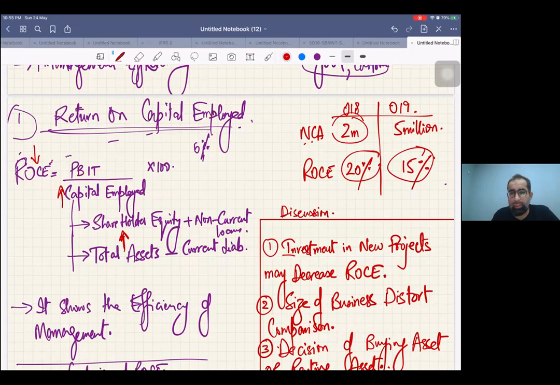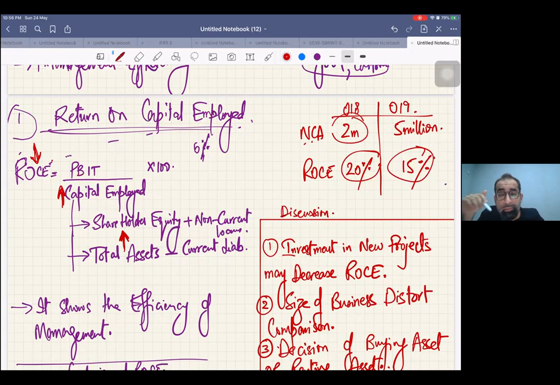I repeat, look at me. When your non-current assets go up, since non-current assets are part of total assets, your total assets go up. And when your total assets go up, your capital employed goes up. And when your capital employed goes up, your return on capital employed goes down. So it's very, very logical. Students say, sir, non-current assets are increasing, so total assets are increasing, capital employed is increasing, so automatically ROCE will go down. Makes sense. But this is wrong commentary.